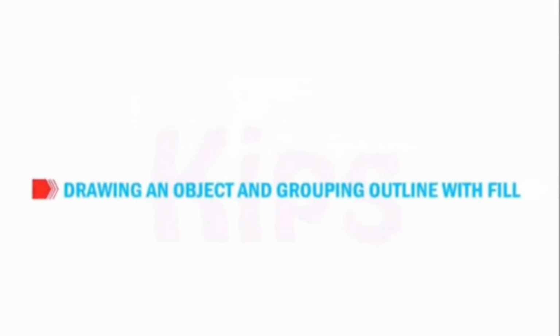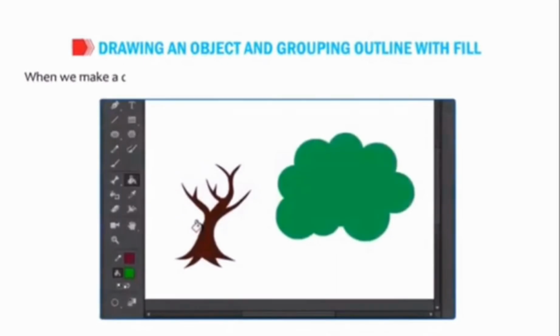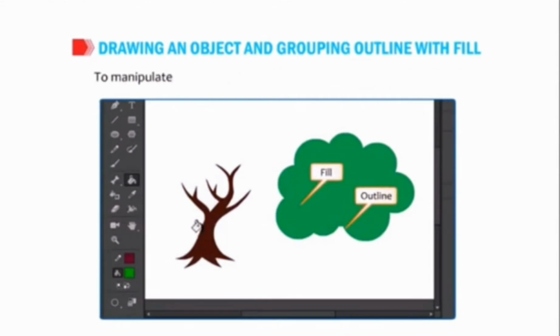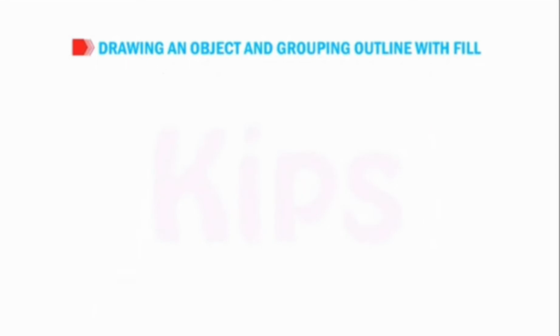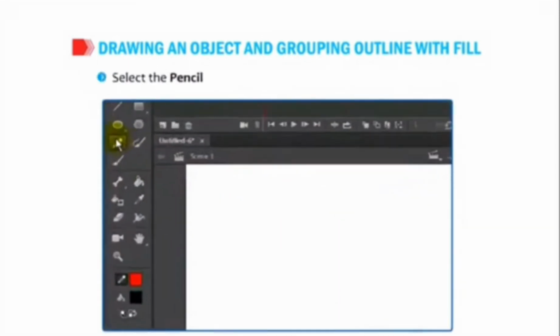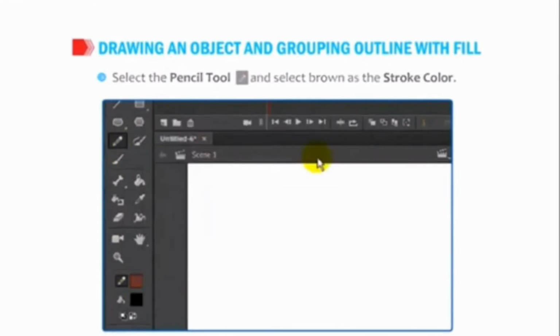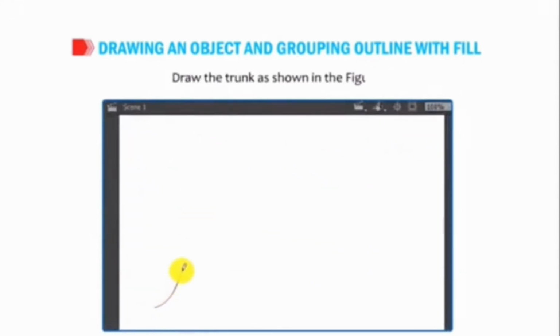Okay students, now let us understand about drawing an object and grouping outline with fill. When we make a drawing in Animate, it actually creates two objects, the fill and the outline. To manipulate elements as a single object, we need to group them. Select the pencil tool and select brown as a stroke color. Draw the trunk as shown in the figure.